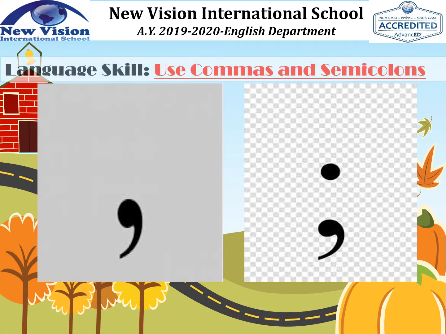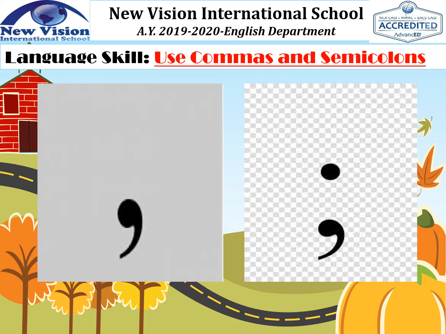Now, take a look at these two writing symbols. The first picture is an example of a comma, and the second one is a semicolon. The semicolon looks like a combination of a period and a comma. Got it? Now we are going to discuss the use of these two with transitional words.